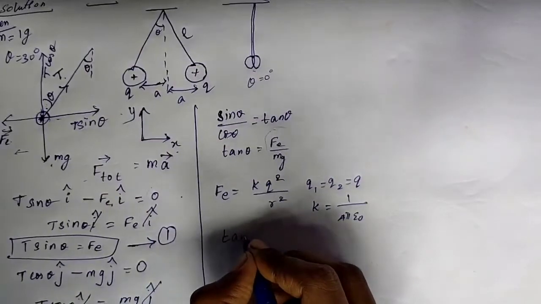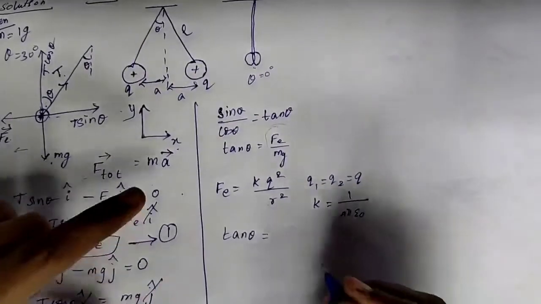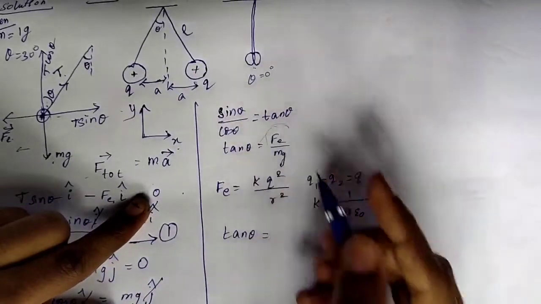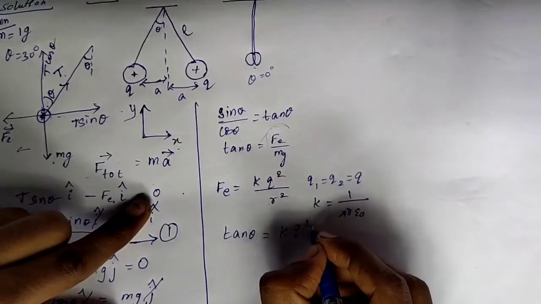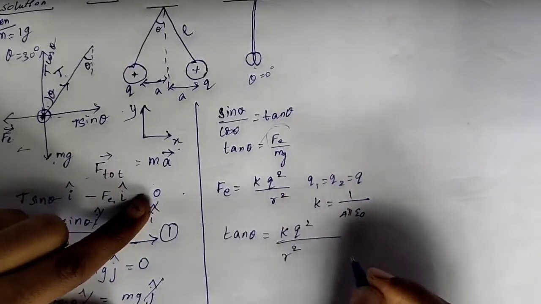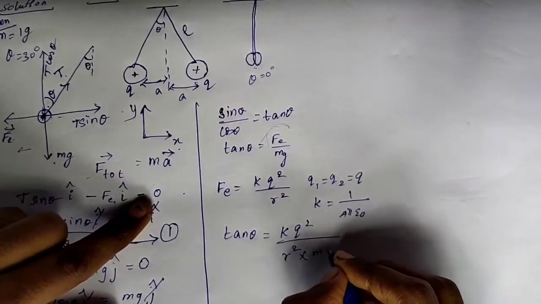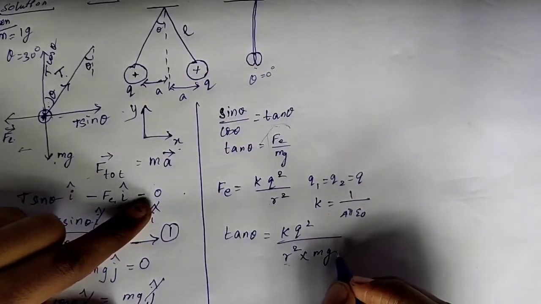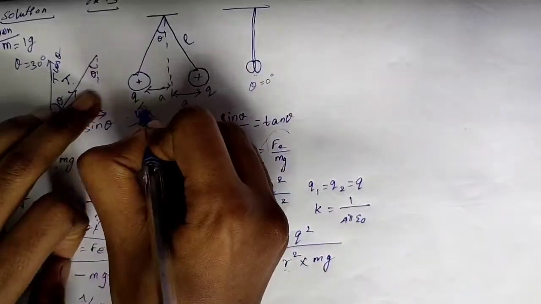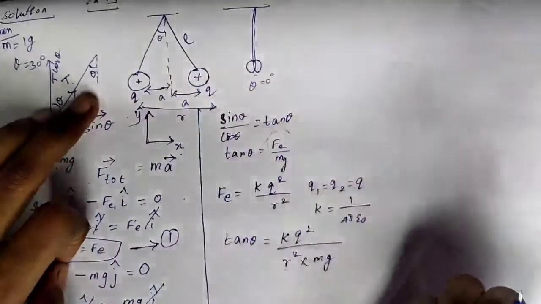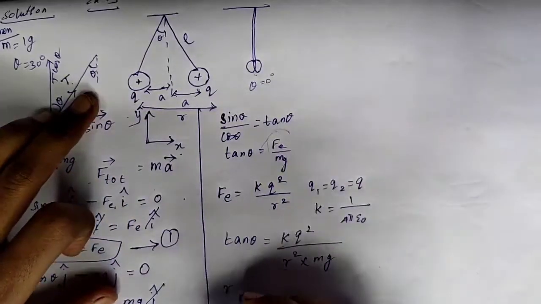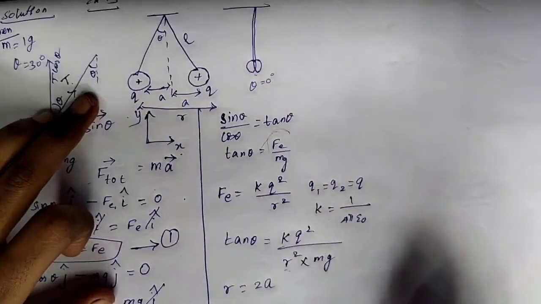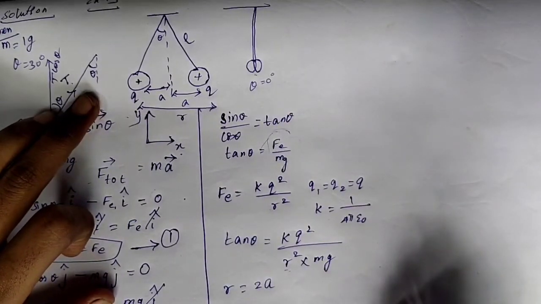Next, I am going to need tan theta. Tan theta is equal to, for Fe I use k q squared by r square, divided by mg. Then what is r? R is the distance between two charges, that is this distance. This is our r. Here r is nothing but 2a.